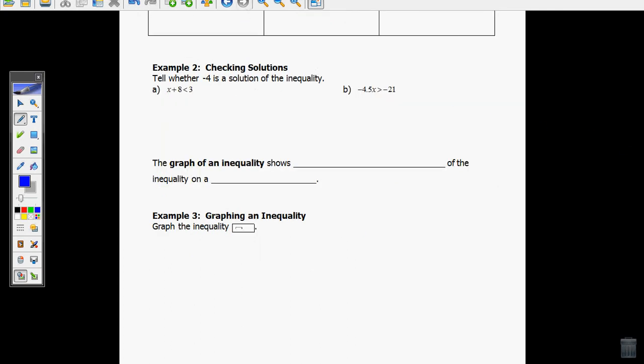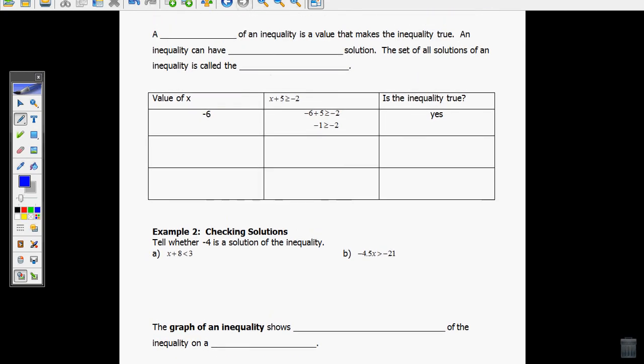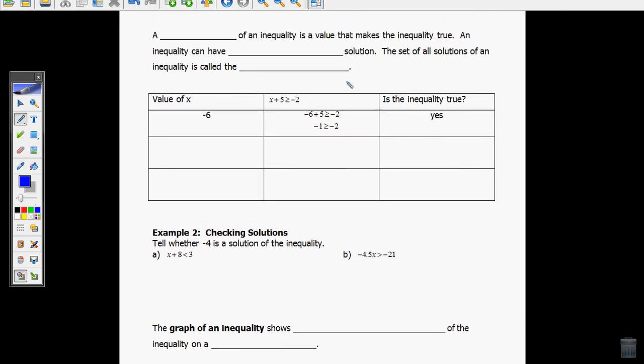Now let's take a look at where we go from here. A solution of an inequality. We're going to start looking at those. Solutions of inequalities are values that make the inequality true, just like the solution of a mathematical equation is what makes the equation true. An inequality, however, can have more than one solution. The set of all solutions of an inequality is called the solution set.